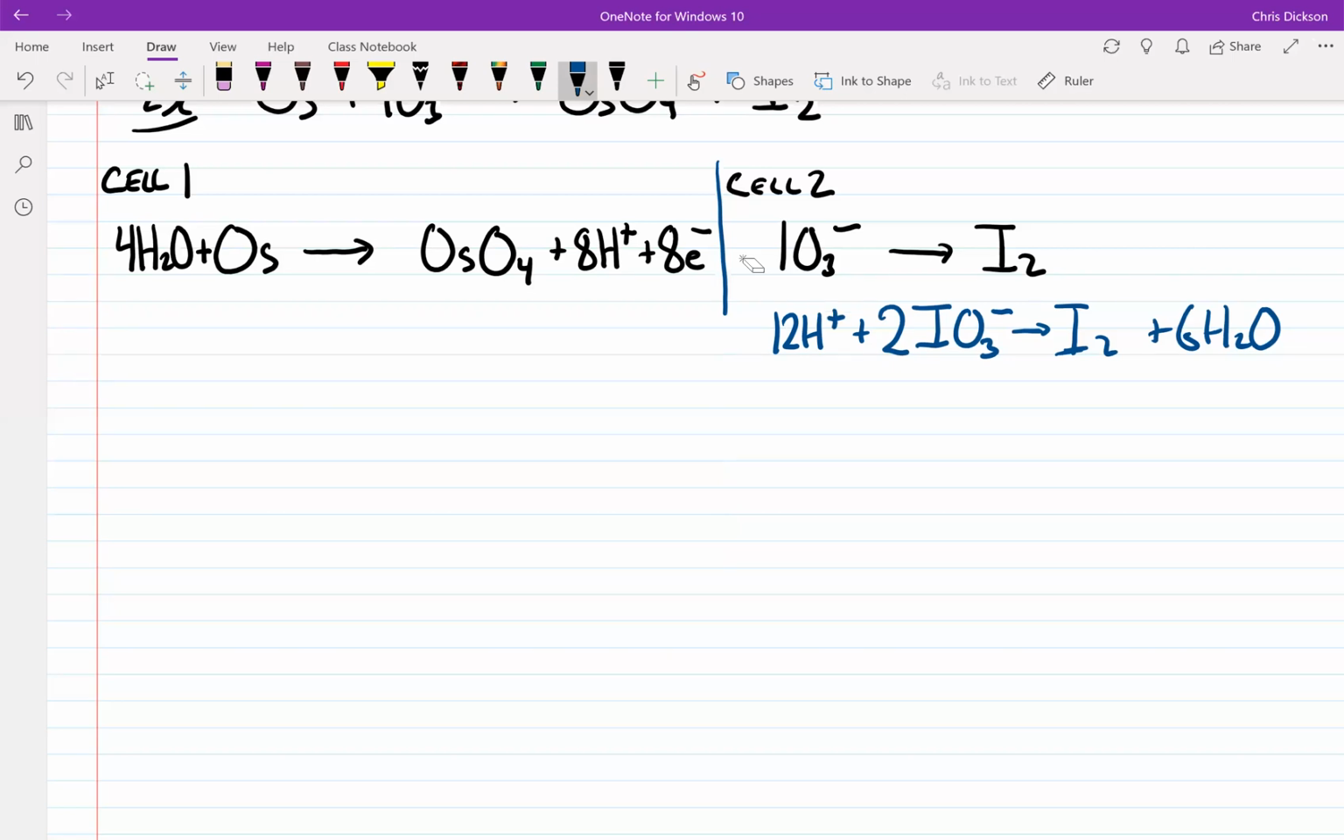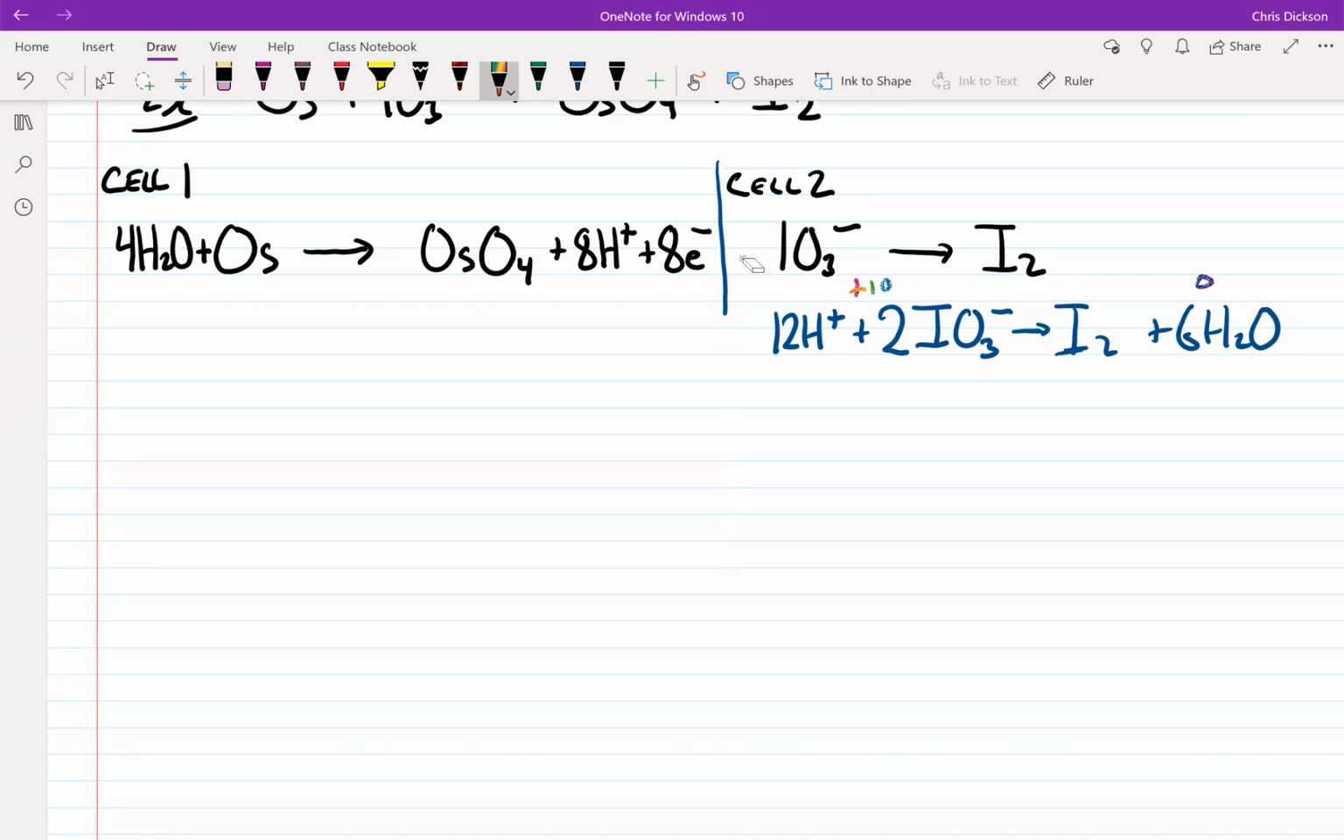And now I got to deal with charge. I'll be a bit careful here. The right-hand side has no charge, but the left-hand side has +12 from the hydrogen, but then -2 for the 2 IO3s. So right now, the left-hand side has a +10 charge, and the right-hand side has a 0 charge. So I need to have 10 electrons being added here.